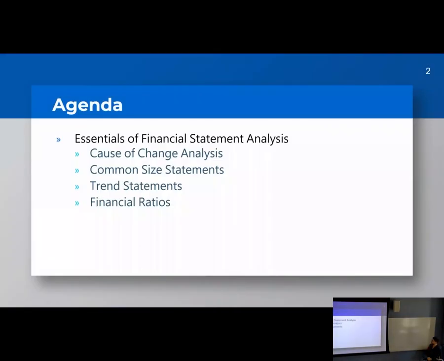All right, so today we're going to be talking about how do we use this information in financial statements to understand our decision making, right? Basically, just deep dive into how do we use financial statements in practice to evaluate things. All right, so we're going to talk about cause of change analysis, common size financial statements, trend statements, and financial ratios.